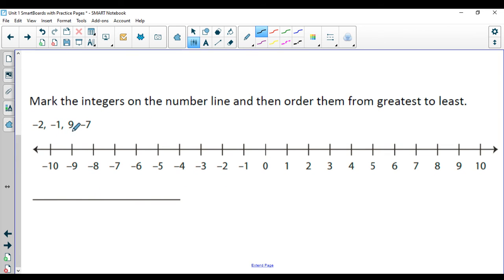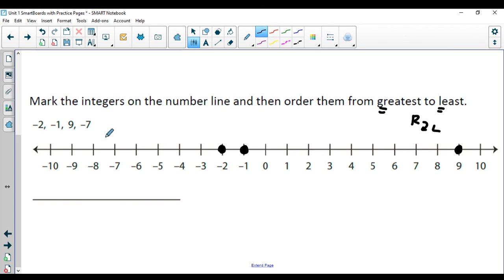Our next example, and this is our final one for this part of the lesson, we're going to mark these integers on the number line again. In this case, we're going to order them from greatest to least, so we're going from the right backwards to the left. Our first number to mark is a negative 2. Our next numbers to mark are a negative 1 and a 9, which is all the way up here.